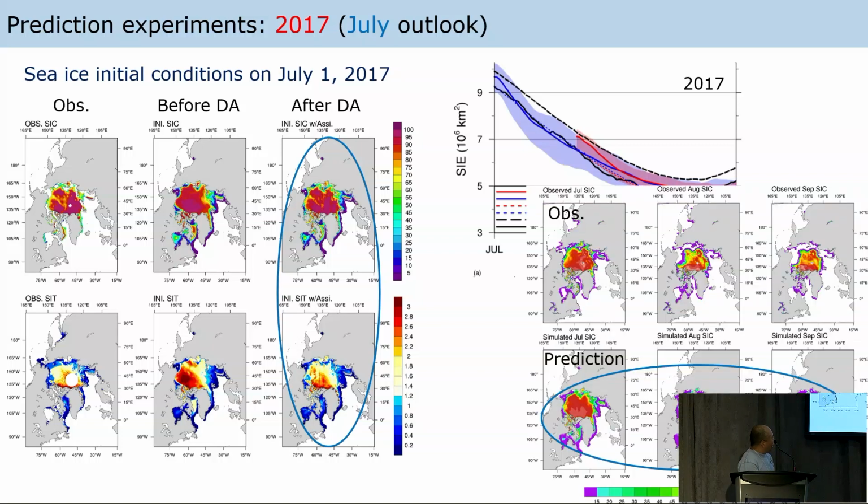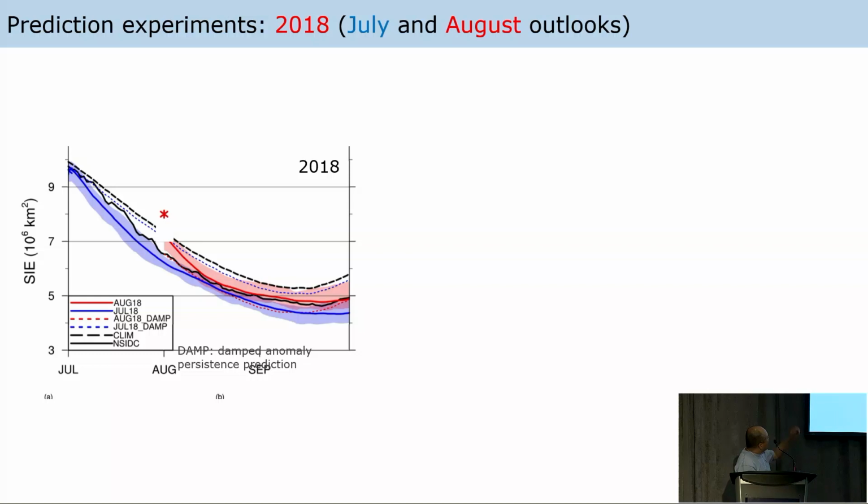And the spatial distribution of ice concentration for July, August, September: our prediction is broadly consistent with the observation, except that our prediction shows a slower ice retreat in the Pacific sector. You can see that. And this is 2018, the July and August outlook. Again, it is similar to the observation, and better than the DAMPER prediction.